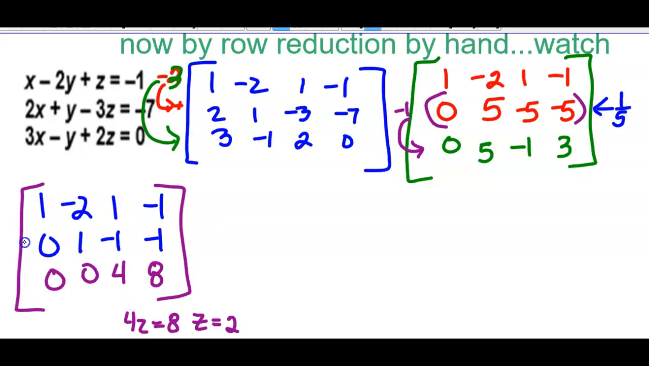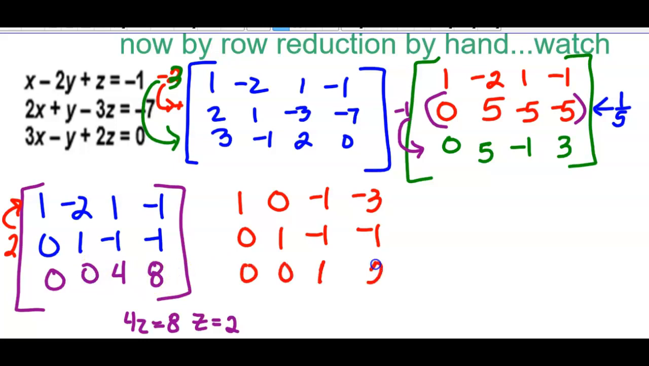I'm going to do 2 times this row and add it to the top one up here. So 2 times 0 is 0, added to 1 is 1. 2 times negative 1 is negative 2, added to this is 0. 2 times negative 1 is negative 2, added to 1 is negative 1. 2 times negative 2 is negative 4, added to 1 is negative 3. This next one I'm going to leave the same. And I'm going to divide by 4 down here, or multiply by 1/4. All right, then I'm almost done.